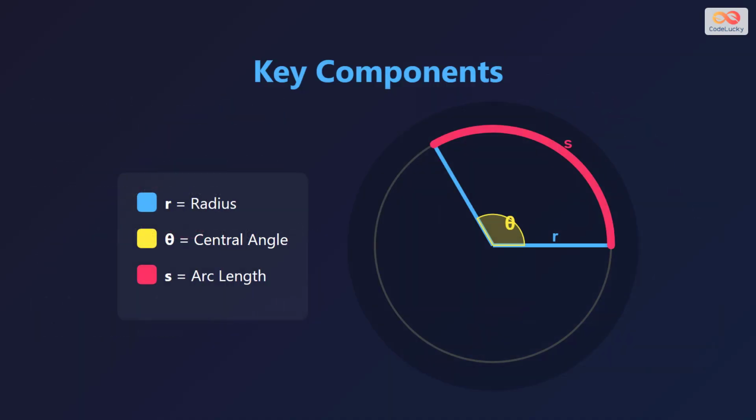To calculate arc length, we need to know three key components. First, the radius r, which is the distance from the center to the edge. Second, the central angle theta, which determines how wide our slice is. And third, the arc length itself, which we usually label as s.